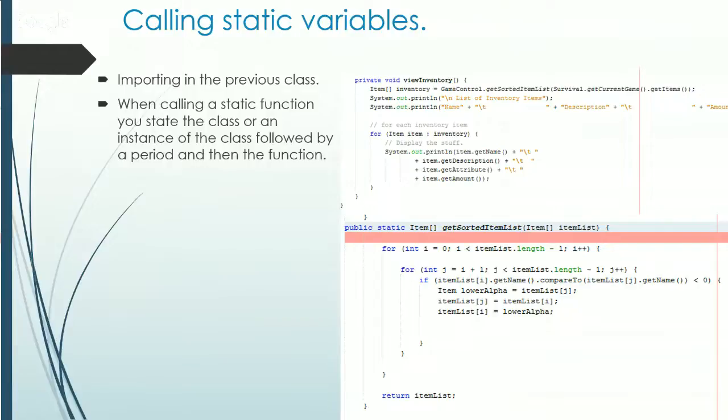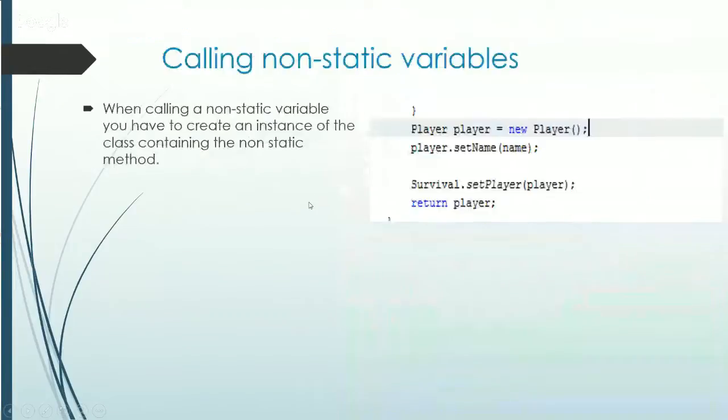So for example, in my code, I have my view inventory class, which is going to have an import from game control. And I'm going to be wanting to utilize a static function within the game control class. So I call the class game control. I call the function that's within it called get sorted item list. And in this particular instance, I want to pull that from the survival class in the current game. And there's the items that are contained with that are preset by the get item setter. And so that's essentially how I would call that static function.